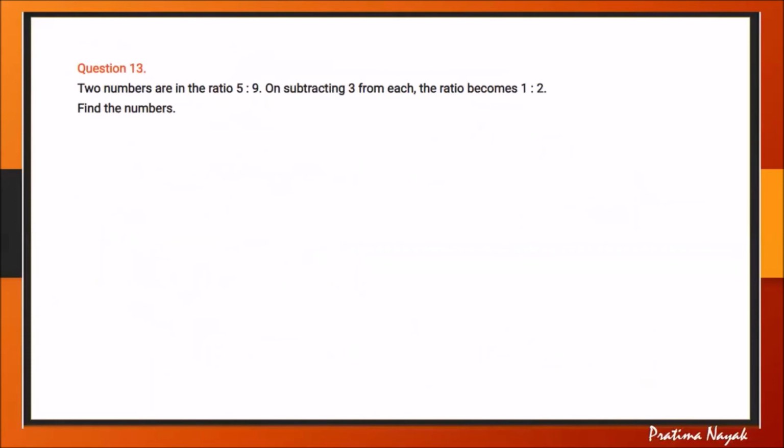Question number 13. Two numbers are in ratio 5 is to 9. On subtracting 3 from each, the ratio becomes 1 is to 2. Find the numbers. I hope you have understood. You can write yourself, pause the video, solve it and check whether you have done it correctly or not. So what I'll write: two numbers are in ratio 5 is to 9. Let the numbers be.